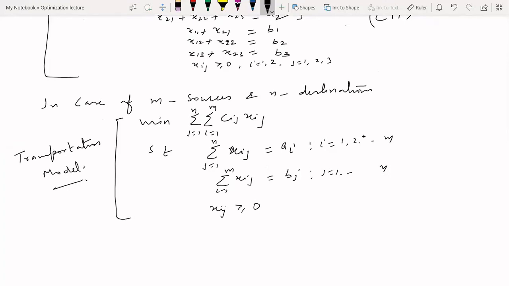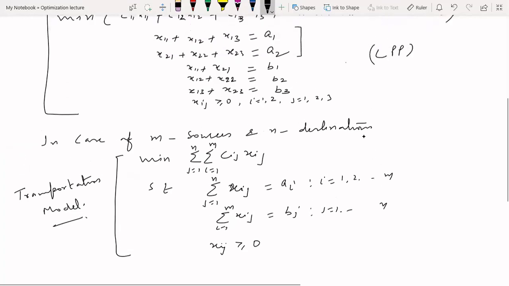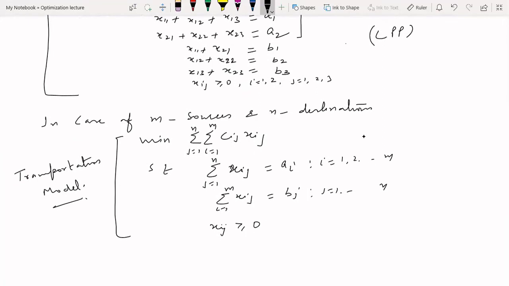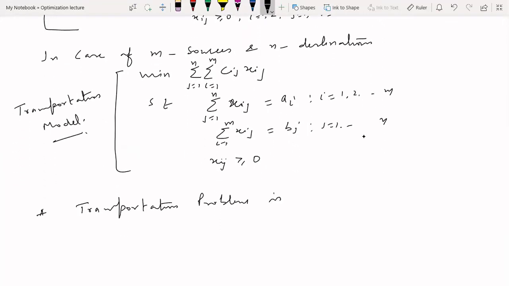Before I start discussing the theory behind the solution of this transportation problem, which is again a linear programming problem, let me look at some of the properties of this problem. Firstly, because the transportation problem is a linear programming problem, every linear programming problem we can write in this form: minimize C transpose X subject to AX equal to b, X greater than or equal to 0. Now, can we put the same problem in this form?